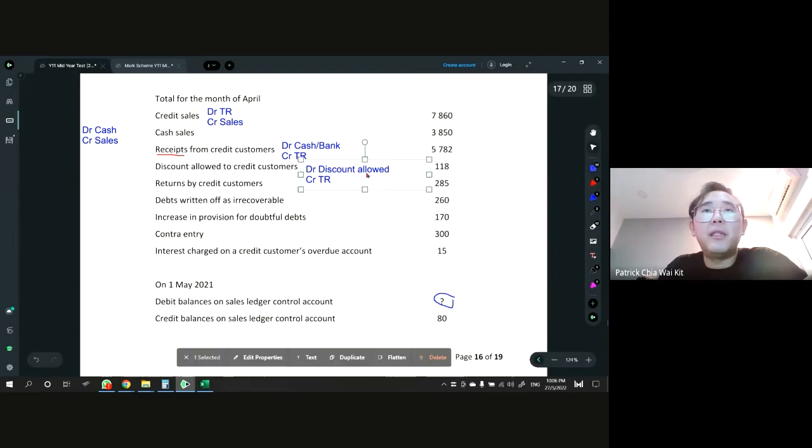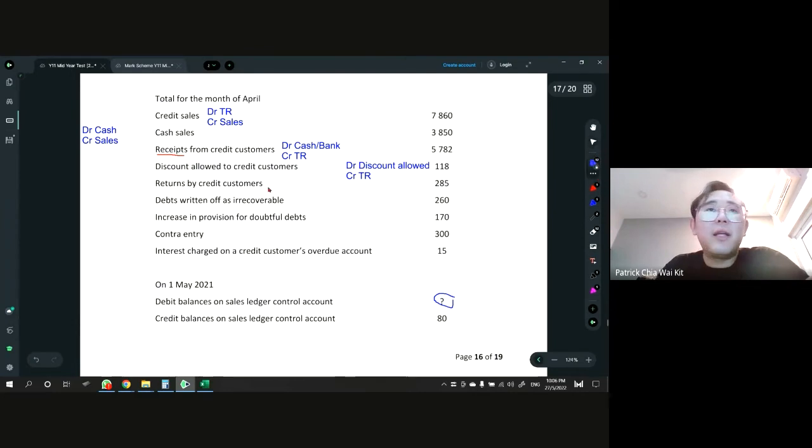Next one, returns by credit customer. We move this over a bit so that I have space to write. So return by credit customer. The account that we need to open is sales return. And I'll do sales return first because sales return is always debit.